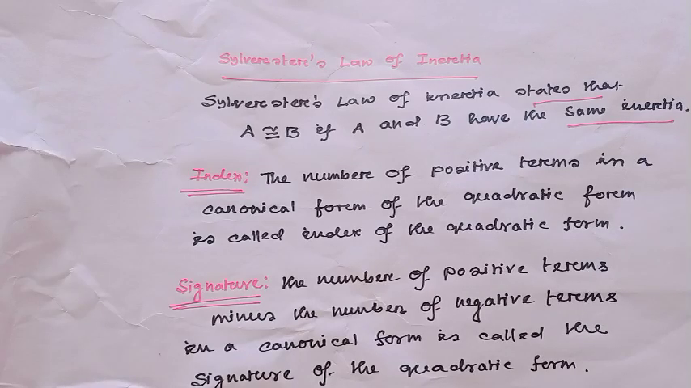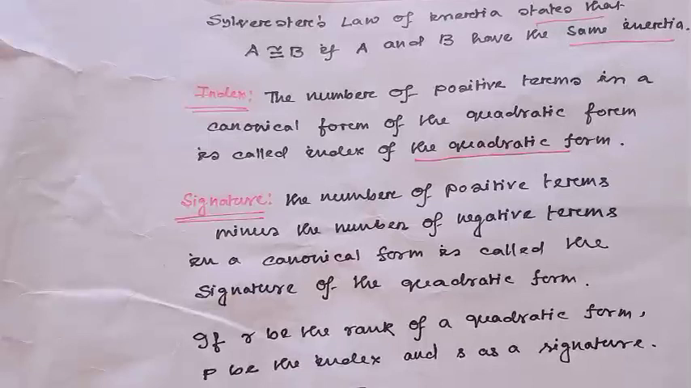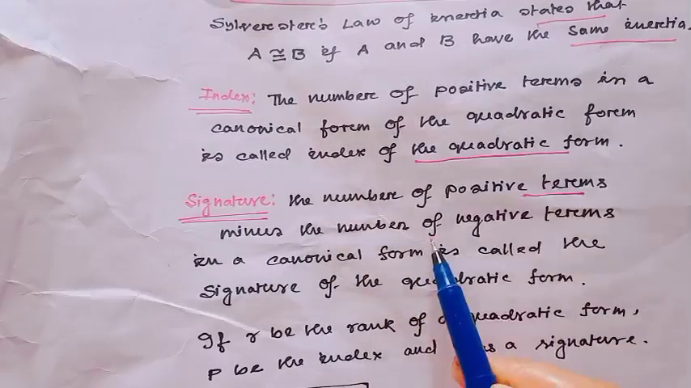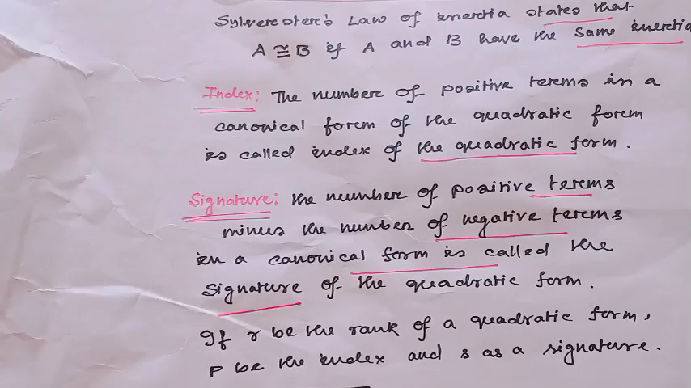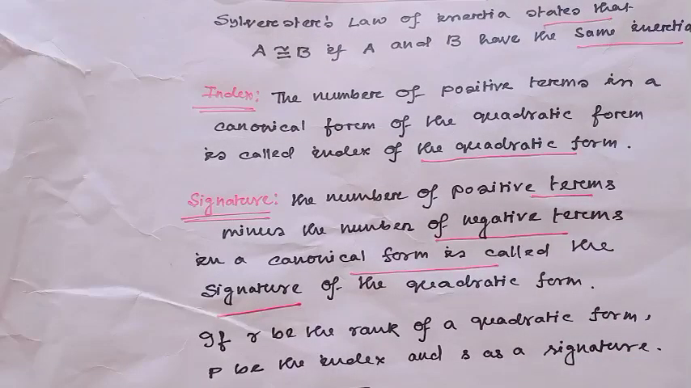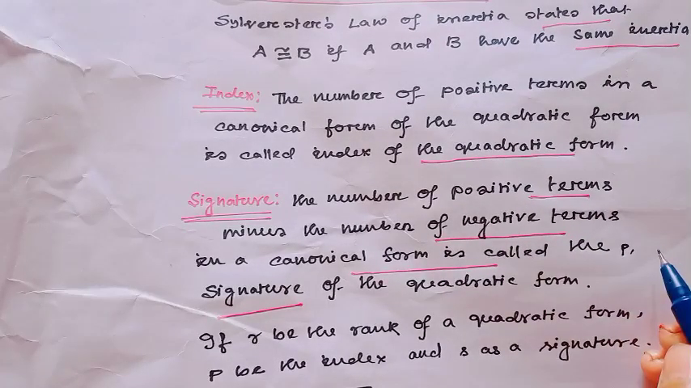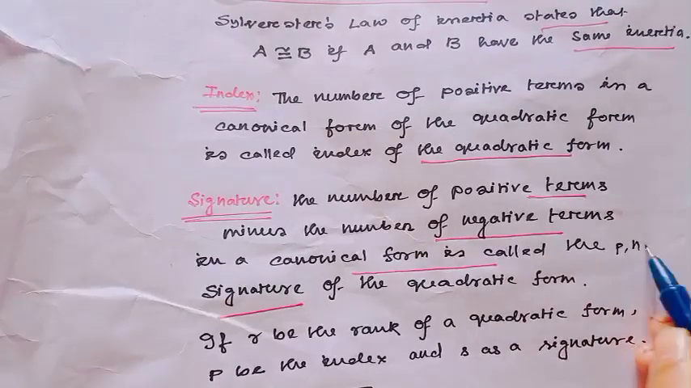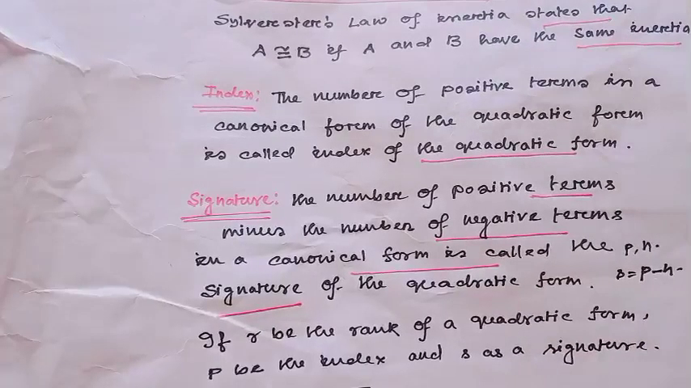And we all know, in the previous video I discussed that the number of positive terms in a canonical form of a quadratic form is called the index of the quadratic form. And what is the signature? The number of positive terms minus the number of negative terms in a canonical form is called the signature. That means if the number of positive terms is P and the number of negative terms is N, then S equals the number of positive terms minus the number of negative terms, P minus N.